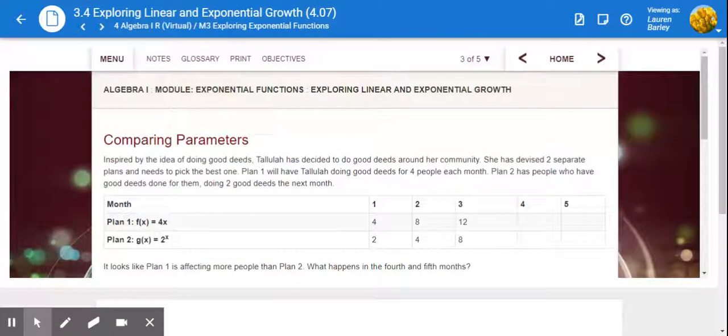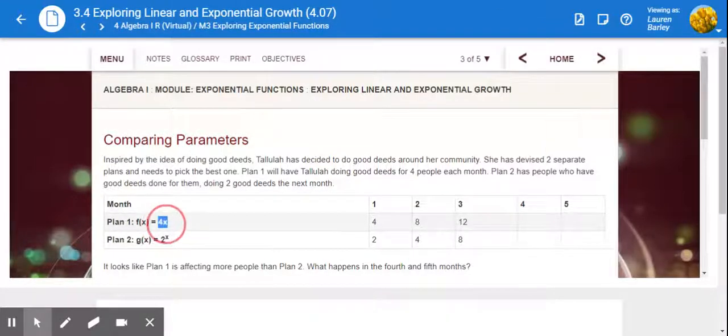Now let's compare linear and exponential functions. Inspired by the idea of doing good deeds, Tallulah has decided to do good deeds around her community. She has devised 2 separate plans and needs to pick the best one. Plan 1 will have Tallulah doing good deeds for 4 people each month. Plan 2 has people who have good deeds done for them doing 2 good deeds next month, so they're paying it forward. Okay, so here are our 2 equations.